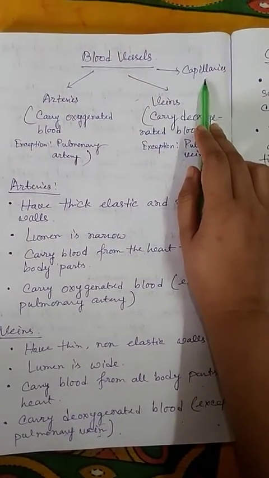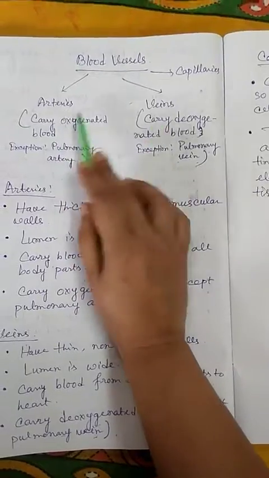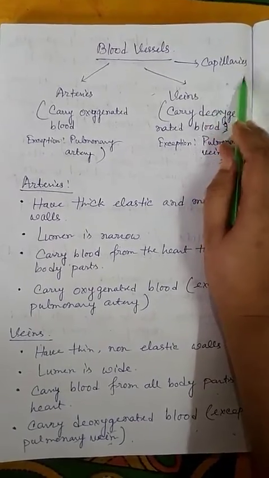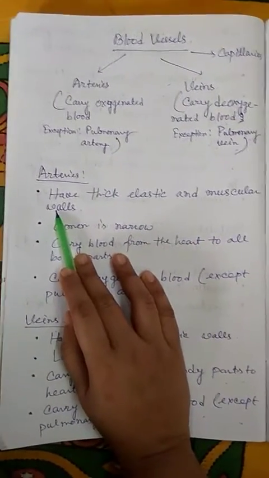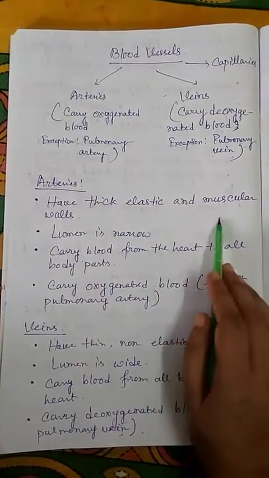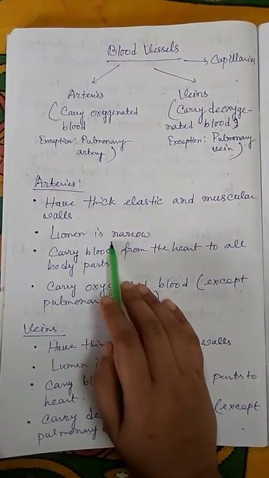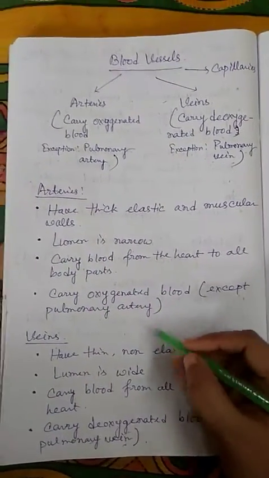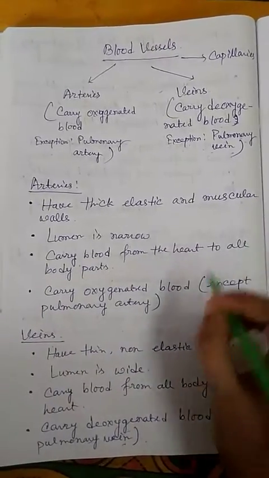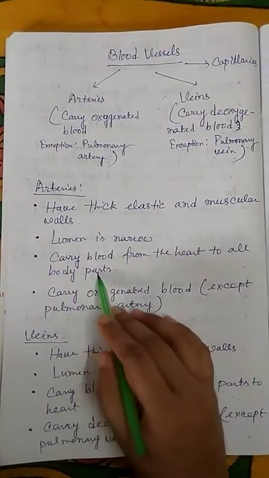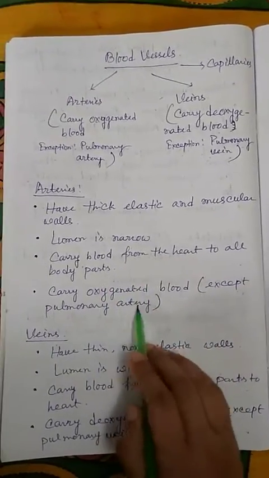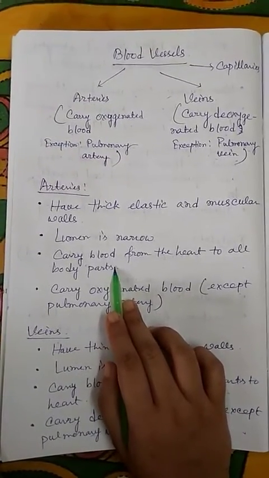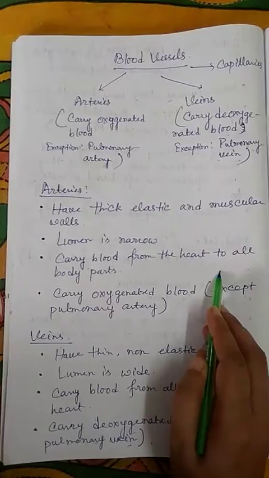Capillaries are those blood vessels that connect these two other blood vessels. They can be found at the tissue and organ levels. We are going to discuss their function later. Now first we are going to discuss the arteries. Arteries have thick, elastic and muscular walls. Their lumen is narrow. Lumen means the inner space through which blood travels. They carry blood from the heart to all the parts of the body. They carry oxygenated blood except the pulmonary artery.